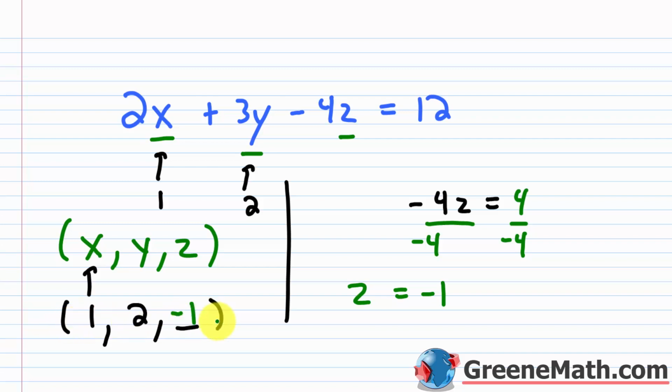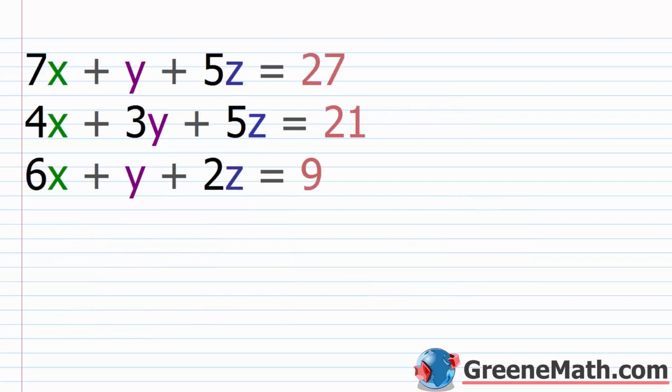So this is an ordered triple, or one solution, amongst an infinite number of them for this equation, 2x plus 3y minus 4z equals 12. Now, suppose we take 3 of these equations and we put them together and we make ourselves a system. How can we get a solution for this? Are we going to use graphing? Are we going to use substitution? Are we going to use elimination?